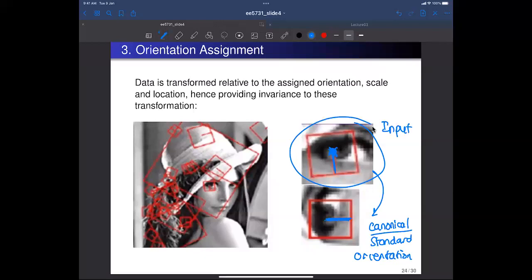Any questions here for the intuition behind the operation? Okay, so now how can we decide this dominant orientation? How can we know the dominant orientation? By the way, we don't deal with DoG anymore. In this third step, we are dealing with the original input image. But you have to be careful here.